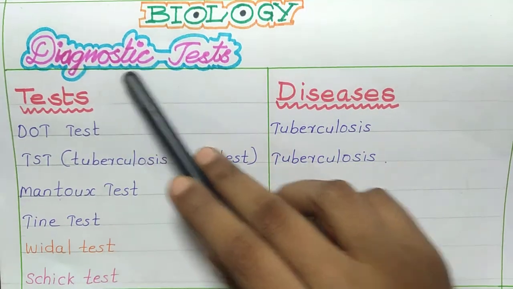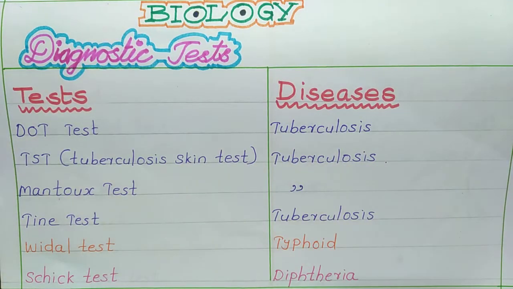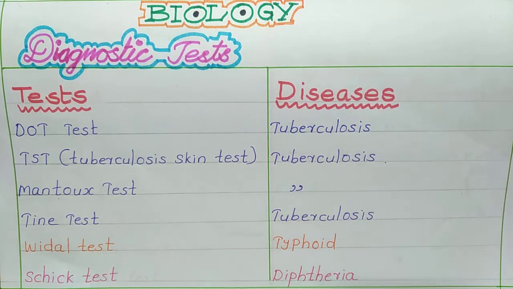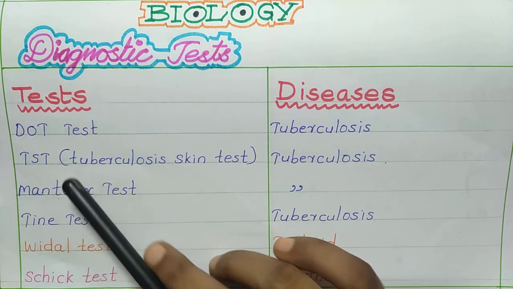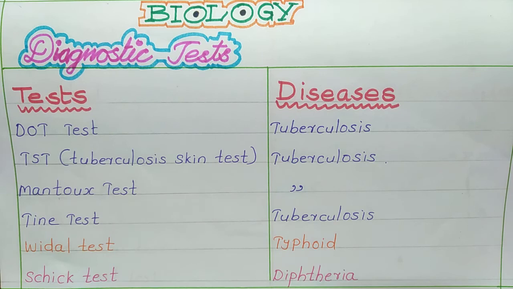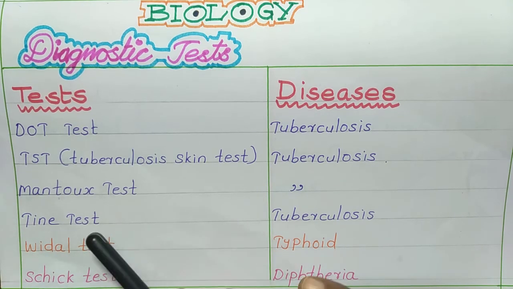Biology diagnostic tests. First, let's start with the DOT test. The DOT test is used to diagnose tuberculosis. Now let's see some more tests. These are the TST, Mantoux test and Tine test.